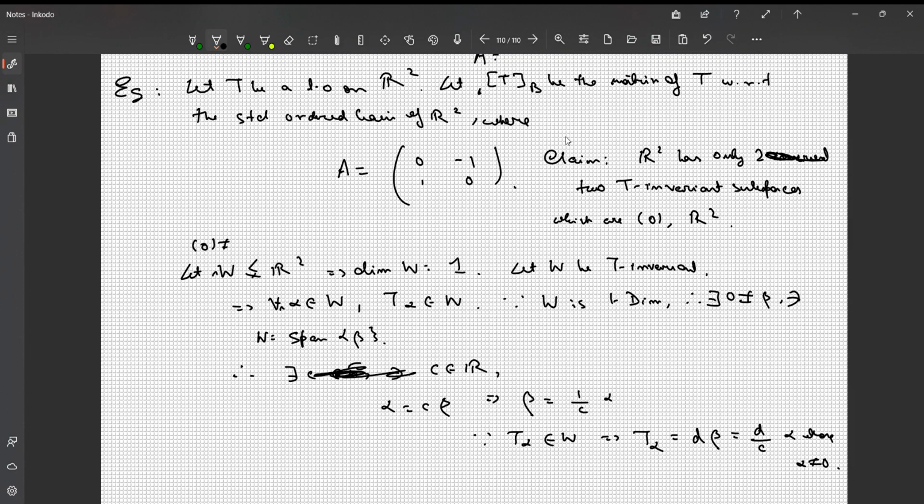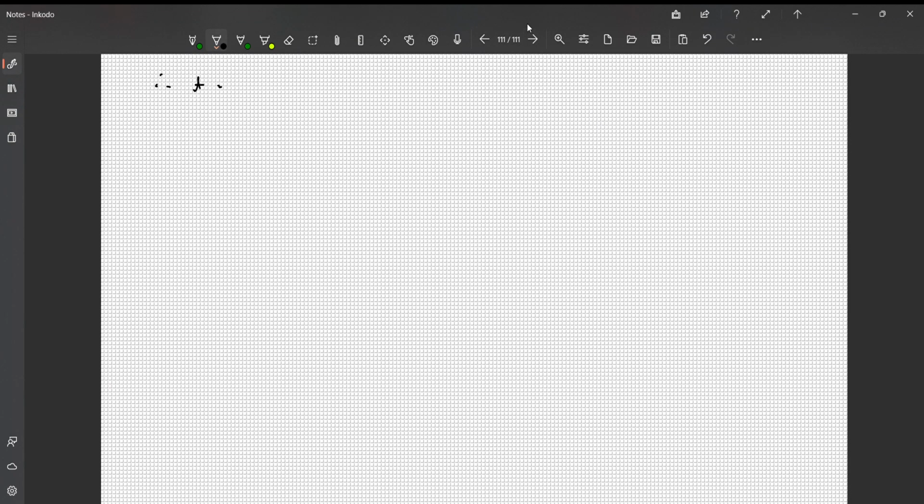And alpha is non-zero, which is trivial from the fact that beta is a non-zero vector, and since we are defining 1 over C, C must be non-zero. The scalar must be non-zero. So if C is non-zero and beta is also a non-zero vector, alpha is trivially non-zero, right? So if I consider D by C to be a scalar t, then that implies T of alpha is t times alpha, where t is an element of the field. But this means that t is an eigenvalue, right? From the definition, t is an eigenvalue of the operator T, and t is an element of R.